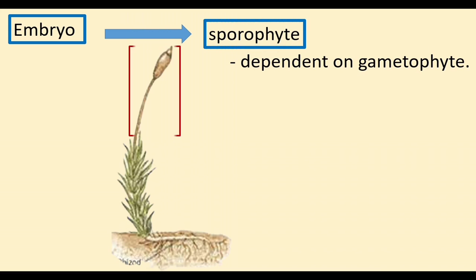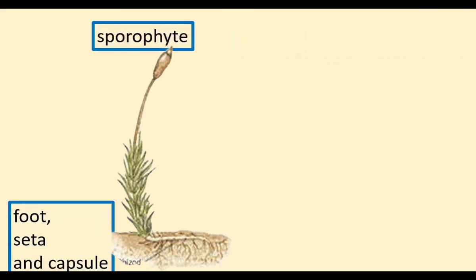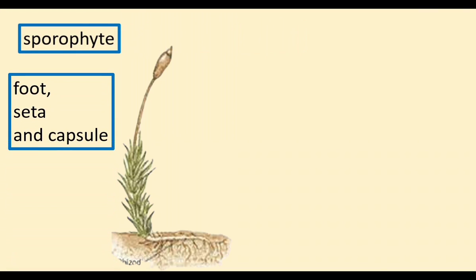The sporophyte depends on the gametophyte. What we see here down is the gametophyte containing leaf-like and root-like structures. The sporophyte remains attached to the gametophyte. The sporophyte has foot, seta and capsule. Foot, seta and capsule are the three parts of the sporophyte. The sporophyte is attached to the gametophyte by means of the foot. The basal part is the foot. With the help of the foot, it is attached to the gametophyte and gets nutrients and water from the gametophyte.